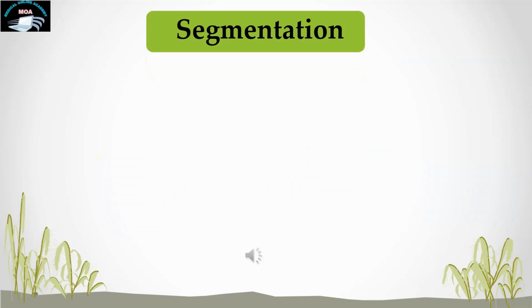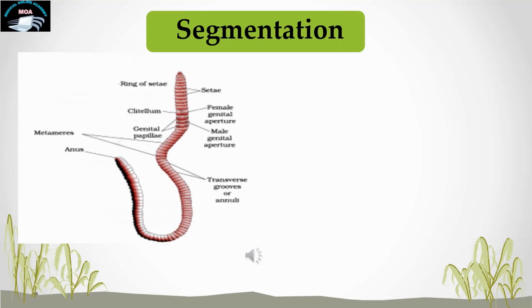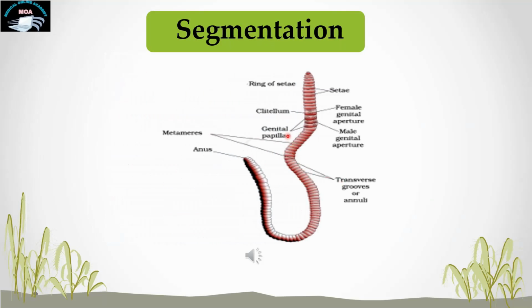Segmentation in animals. In some animals, the body is externally and internally divided into segments, with a serial repetition of at least some organs. For example, in earthworm, the body shows this pattern called metameric segmentation, and the phenomenon is known as metamerism.